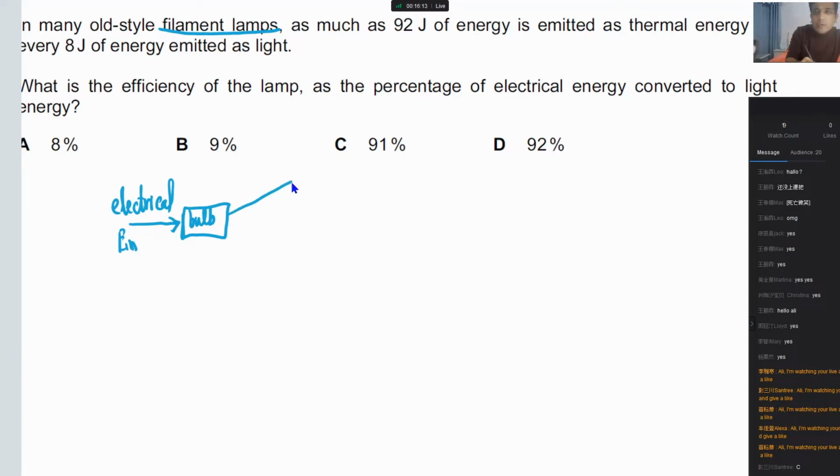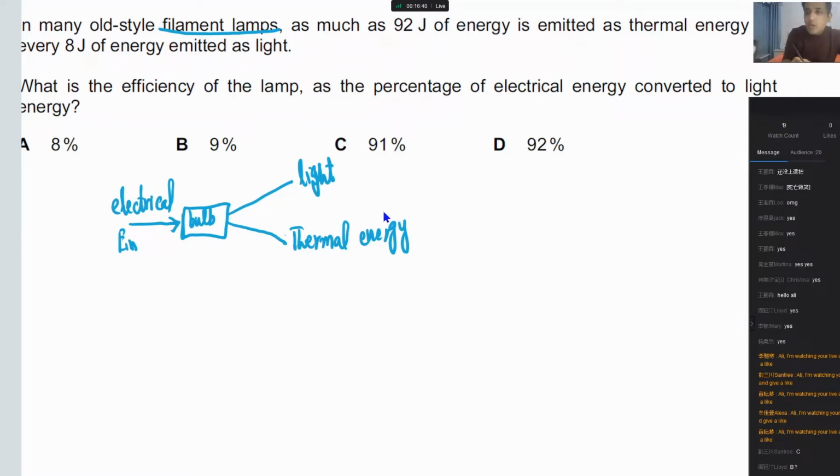Now what we want out of this one, or what is coming out of this? Energy is coming out of this in two main different forms. One is light, and also thermal energy. So in the form of thermal energy it is coming out. Now we need to understand.